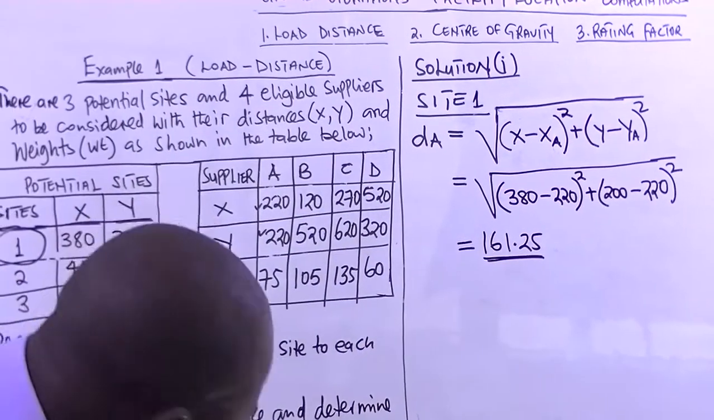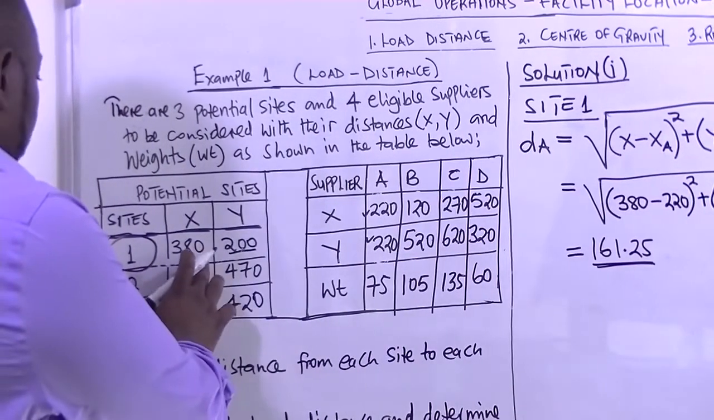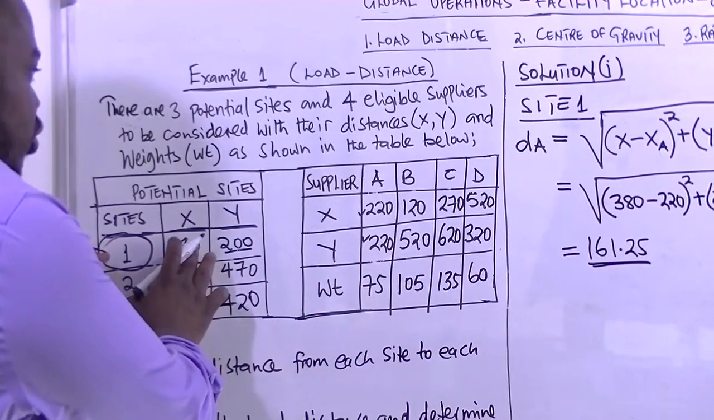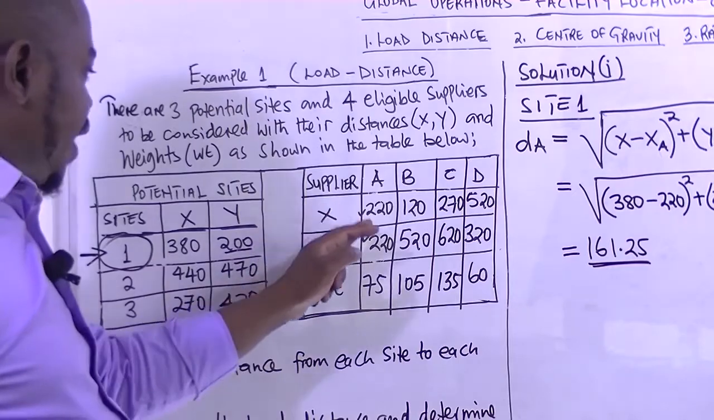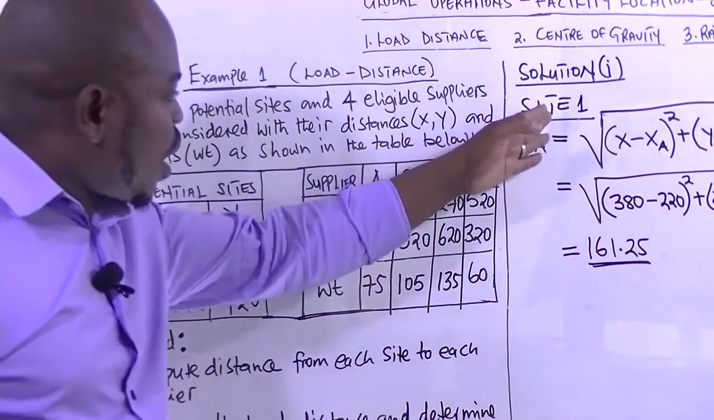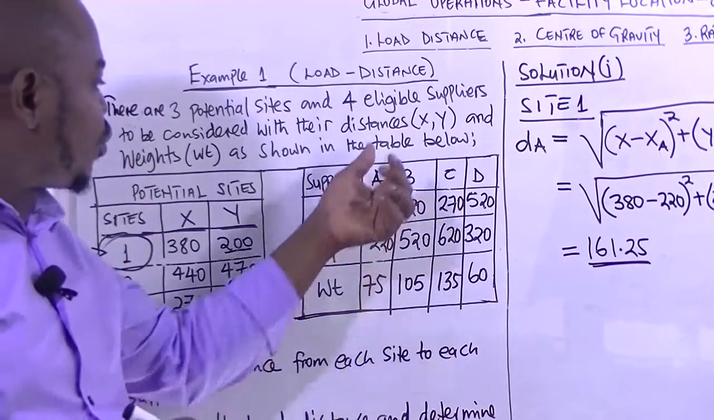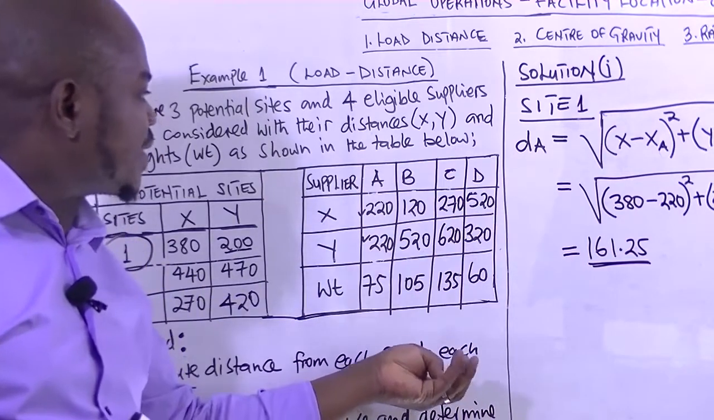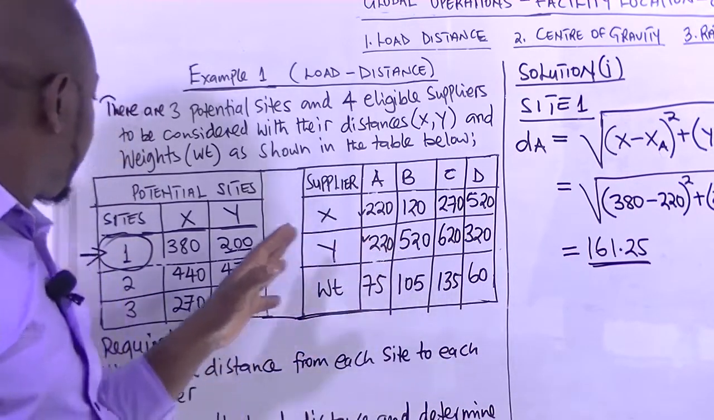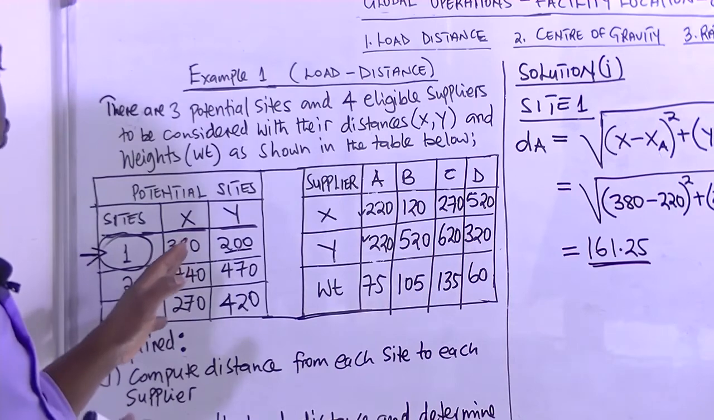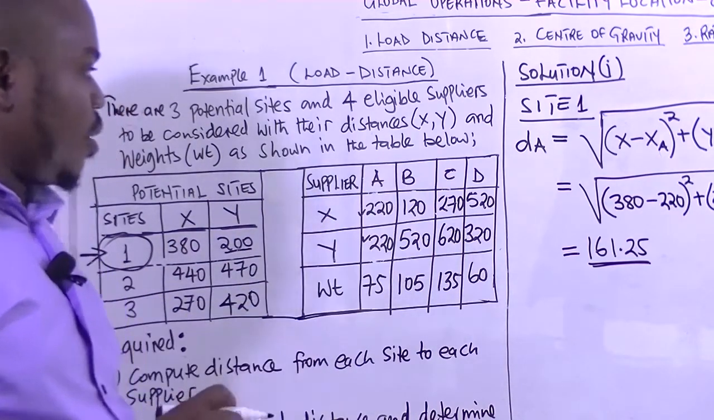All right, so we've done, we've dealt with site one in relation to A. Now we are still on site one. Remember, site one has to deal with all the four suppliers. So now we are shifting to supplier B, all right?